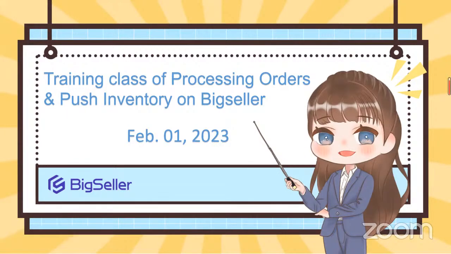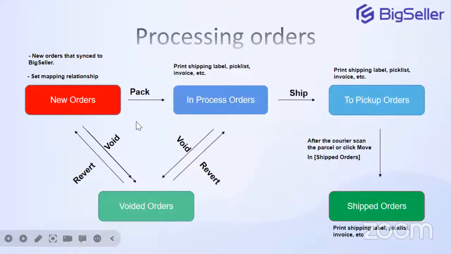Okay, so now let's start our training. For the first part, we will talk about how to process orders in BigSeller. Look at this picture. Here are four steps that a new order may go through in BigSeller. New orders will be moved to in-process orders, and then to pickup orders. And the final step is the ship orders.